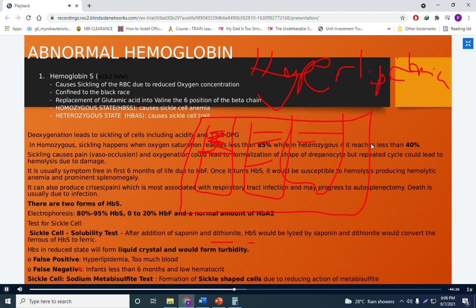Then we have your false positive, hyperlipidemia, too much blood. False negative, class, infants, less than 6 months. Class, bakit sa tingin niyo magpo-false negative siya sa infants less than 6 months? Sige, tingnan nga natin kung naintindihan niyo yung explanation kanina. Bakit sa tingin niyo magpo-false negative siya sa infants in less than 6 months? Yeah?